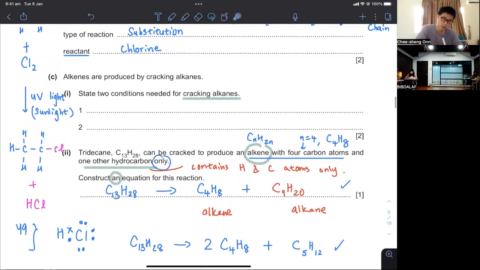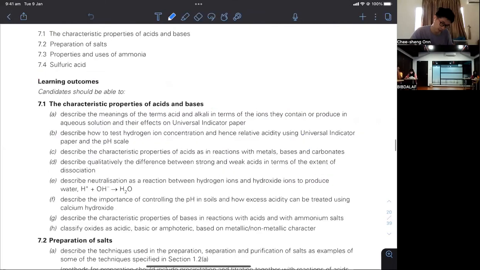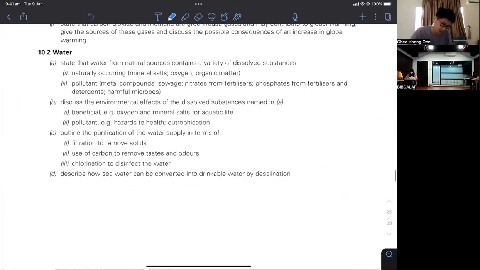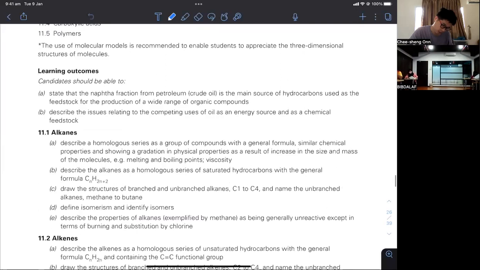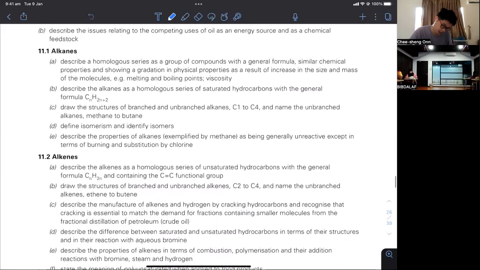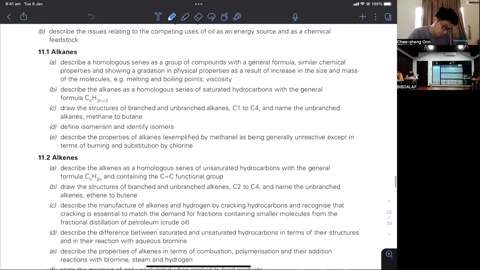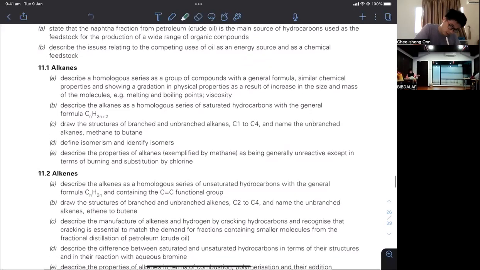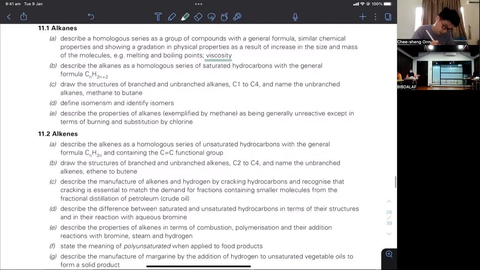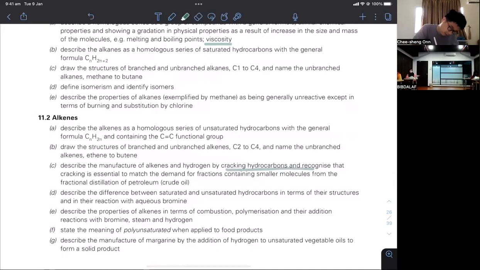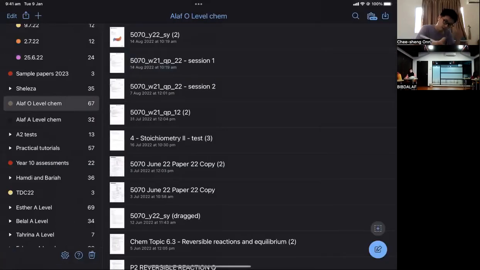Okay. Now, onto the conditions for cracking alkanes. This is in the syllabus also. Let me try and find it in the syllabus, because you want to see it in the syllabus. Under organic chemistry, where is it? Alkane. Where is alkane? Draw the structure. Cracking hydrocarbons. Describe the manufacture of alkenes and hydrogen. They don't mention the conditions there, but I'm just going to write it out.